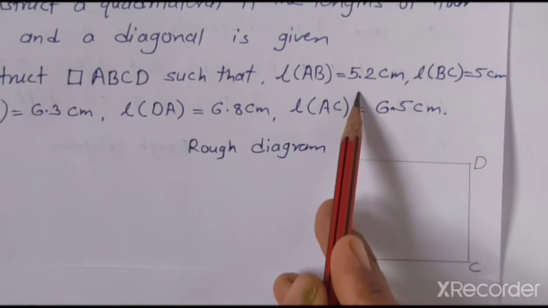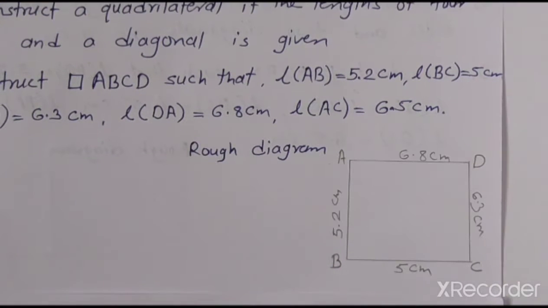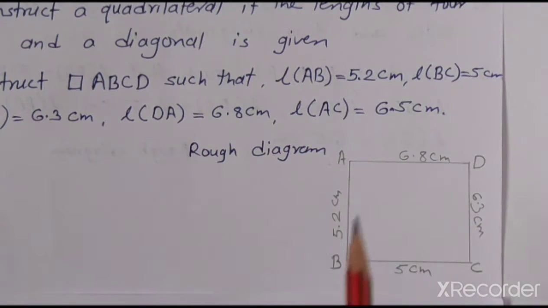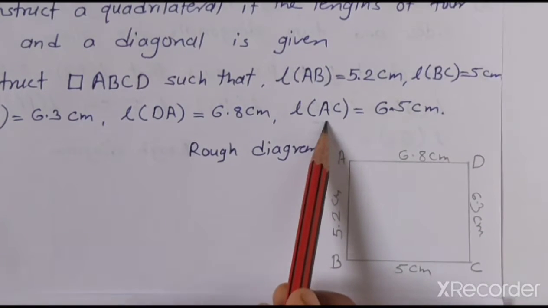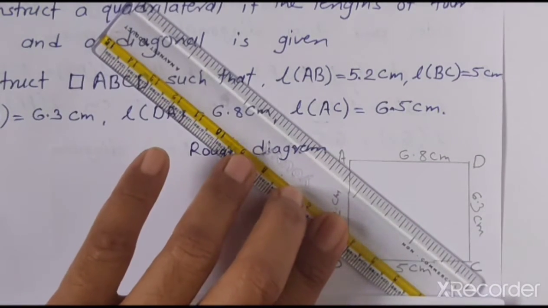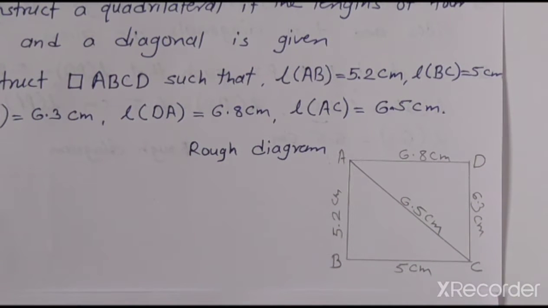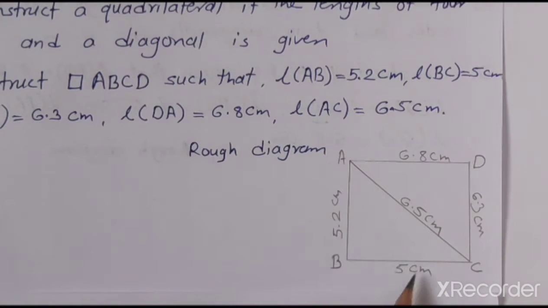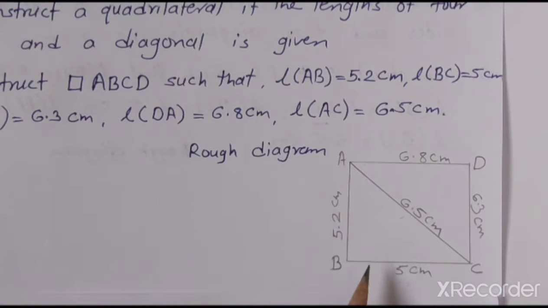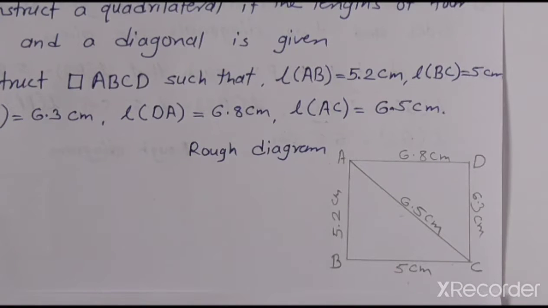Now substitute all values. Segment AB is equal to 5.2 cm, and these are the lengths of the remaining segments. Here length of AC is given. Here length of AC is nothing but the diagonal of this quadrilateral, which is equal to 6.5 cm. Now in this diagram we can see there are four segments. So out of that, which one has to be base? The answer is diagonal AC.